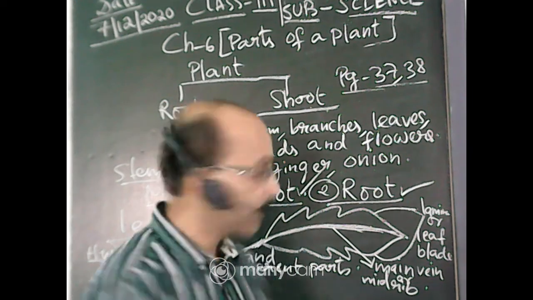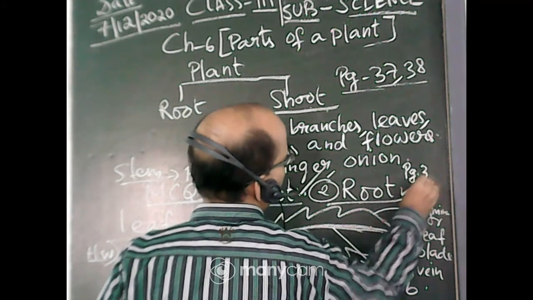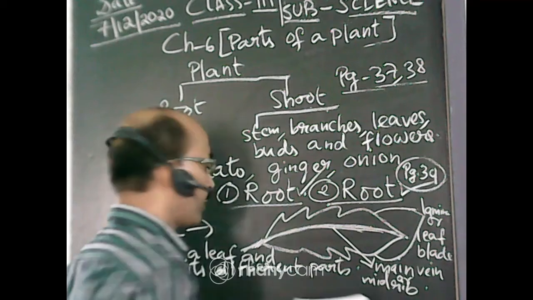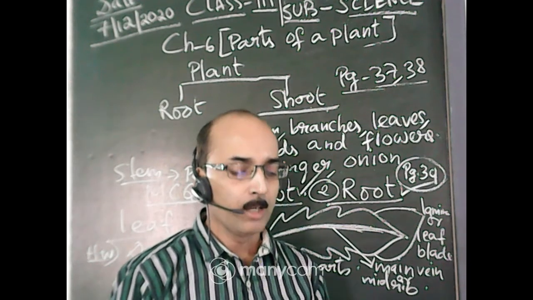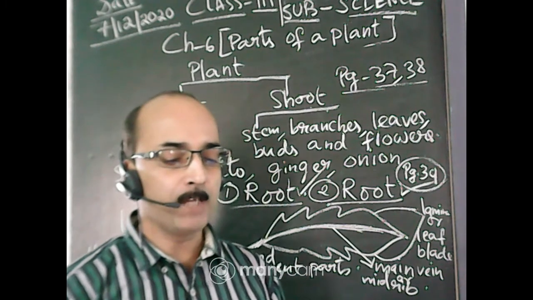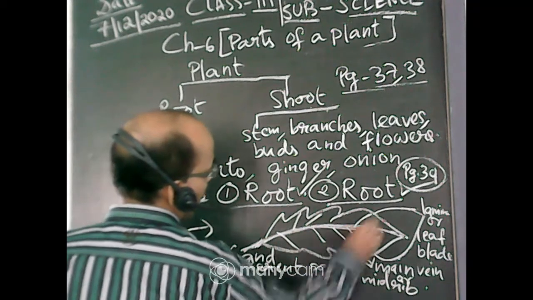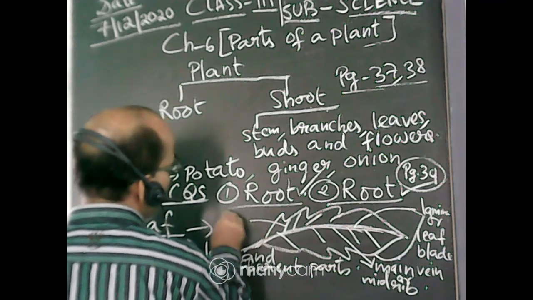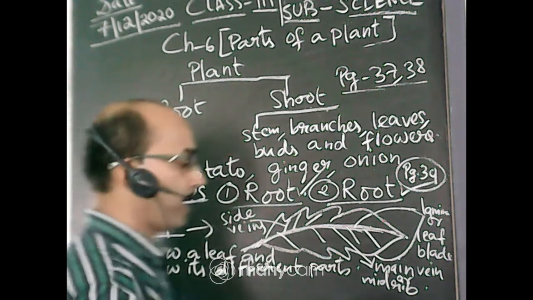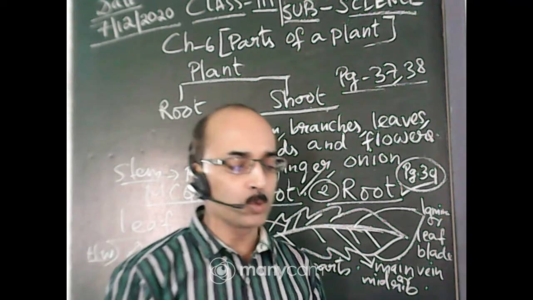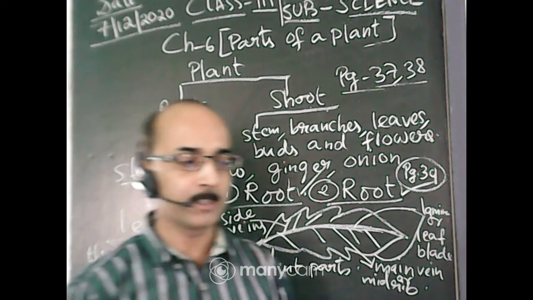Okay, turn to the next page now, page number 39. Number 3, many side tubes arise from the main vein, called side veins. So these are the side veins. Okay, these veins carry water to all parts of the plant.